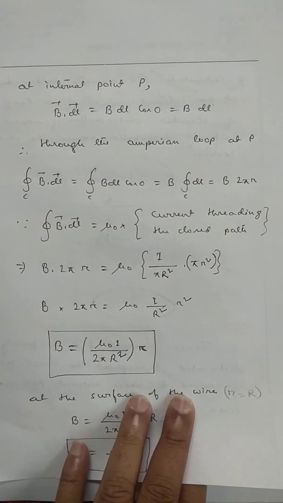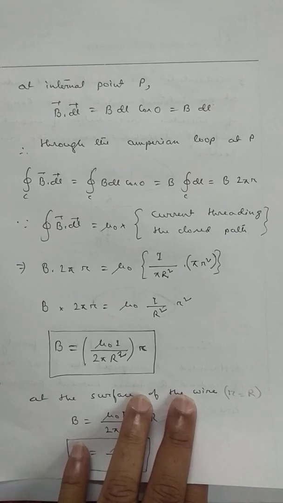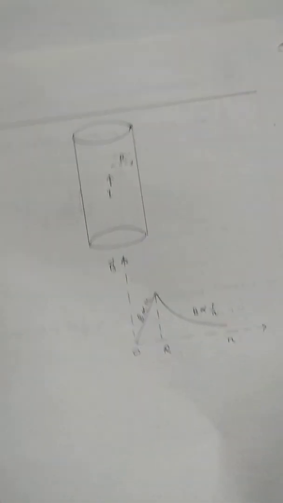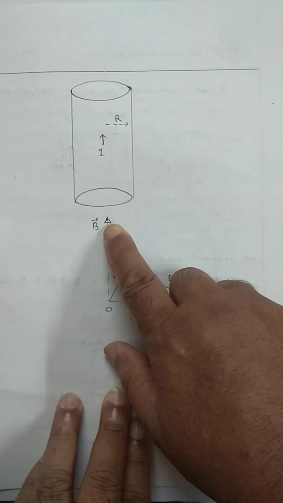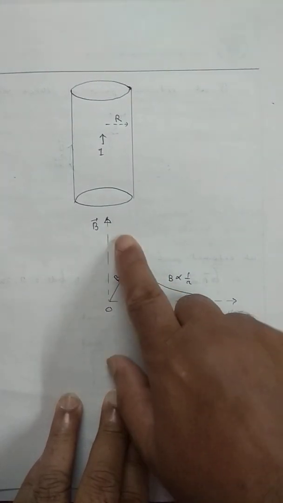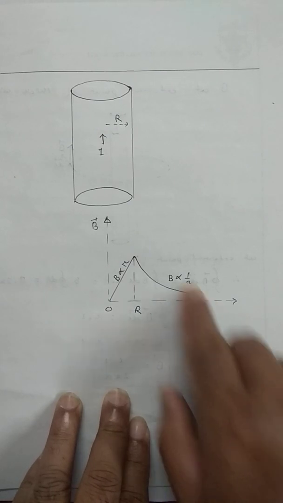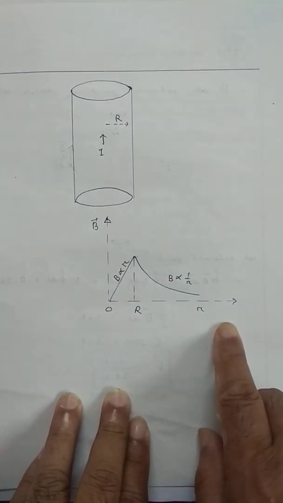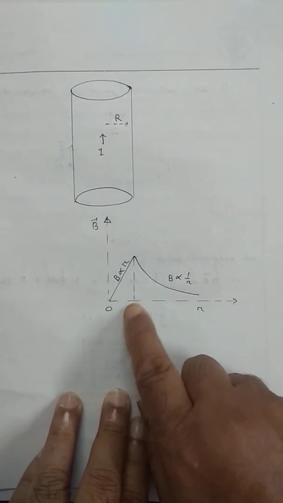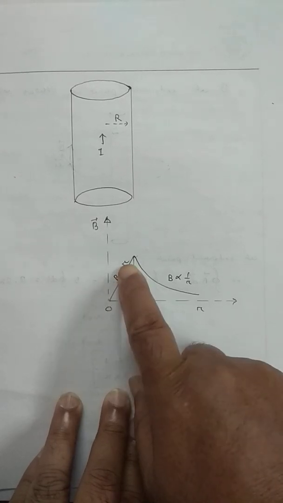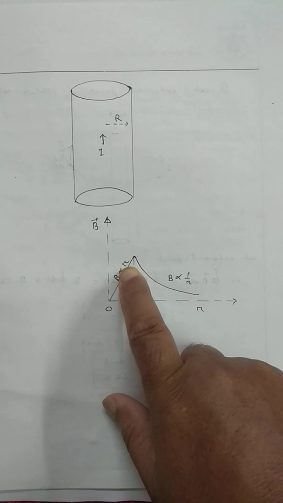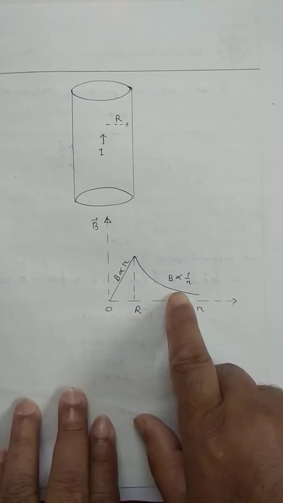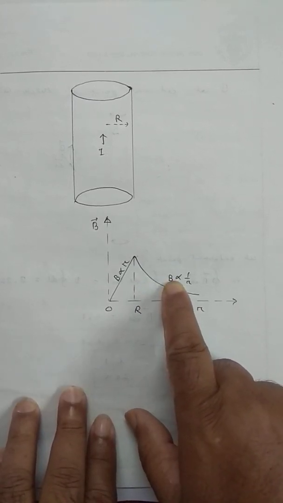Sometimes another question comes and they ask us to draw the variation of magnetic field with distance from the axis of a thick wire carrying current. So under that situation what happens? From axis to the surface, magnetic field induction increases as the distance of the internal point increases. At the surface, it becomes maximum, and at the external point, B varies as 1 by r.